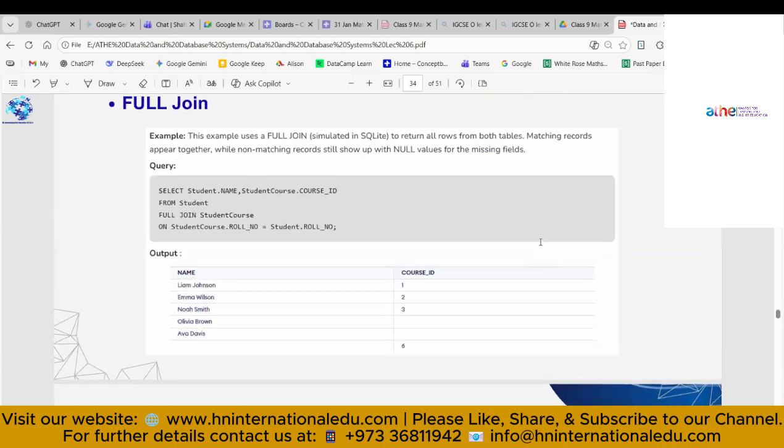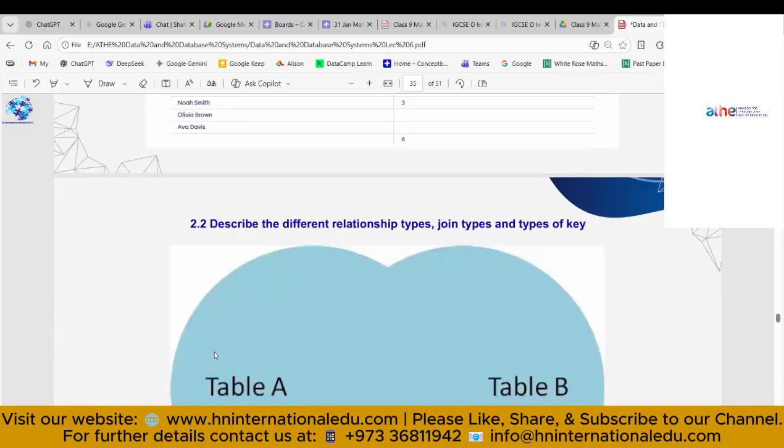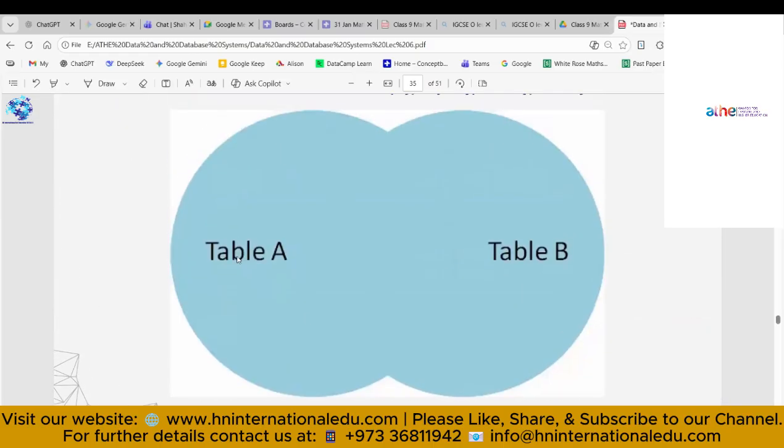And here in this example you can see the output. For every student, there's a course ID, but for these two students, Olivia Brown and Ava Davis, we do not have any course ID. And for this course ID 6, there is a null value. That means there is no student here. So this is how full join looks like, combining all of the data from both the left join and the right join.